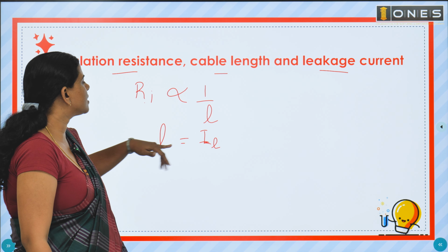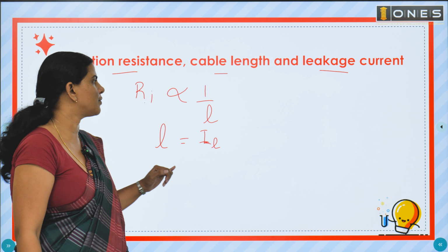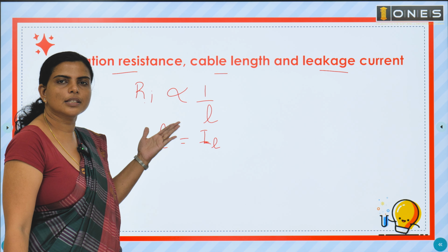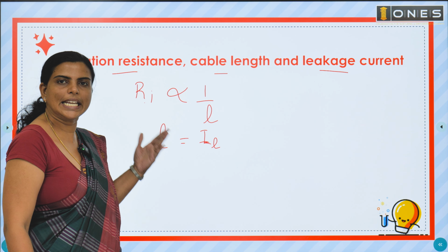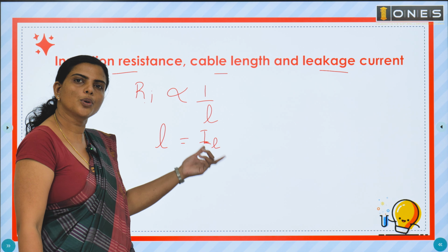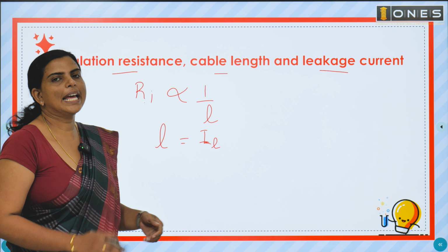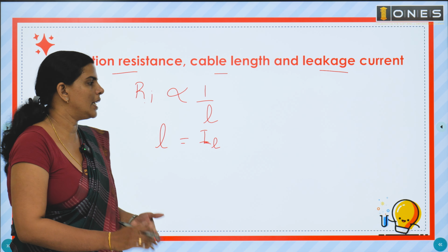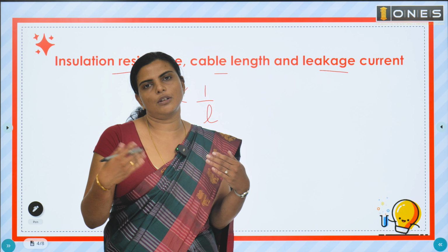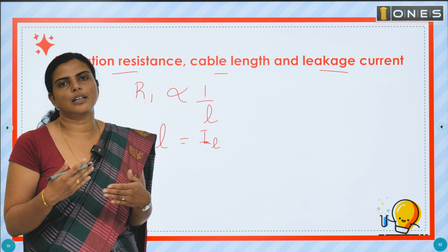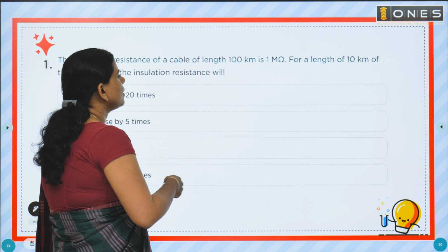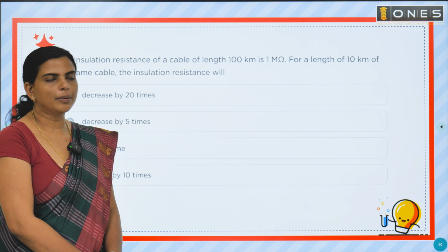അപ്പോൾ leakage current is directly proportional to the length of the cable, because length കൂടുന്തോറും we know that insulation resistance will decrease. Insulation resistance കുറഞ്ഞു കഴിഞ്ഞാൽ leakage current എന്താവും? കൂടും. Okay, so length is directly proportional to the leakage current. That is, the longer the cable is, the more the magnitude of the leakage current. Okay, so we'll move to the problems.